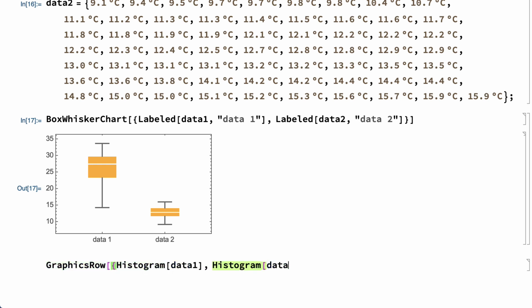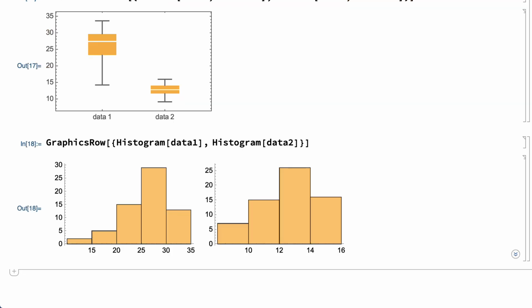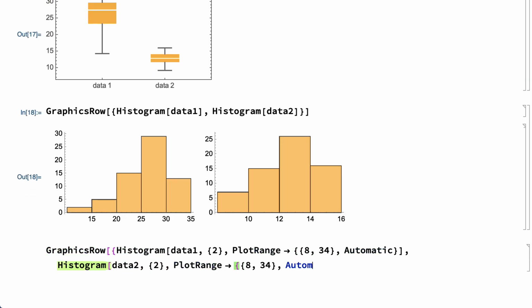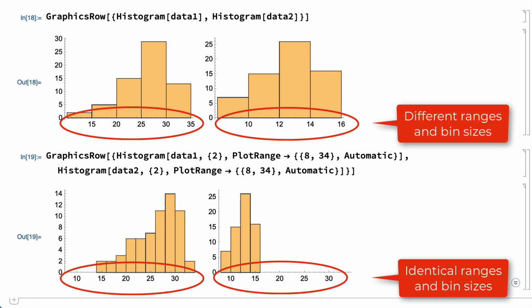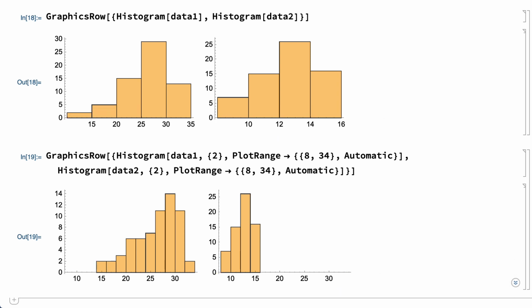This input shows a pair of histograms for these two datasets, and this shows a similar pair of histograms but with the bin sizes and plot ranges set so that both histograms use the same bins. Just as it is easier to compare line plots that use the same horizontal and vertical scales, it is also easier to compare histograms that use the same bins. The histograms that use the same bins, for example, make it easier to see the difference in variability and the difference in average temperature between these two datasets.